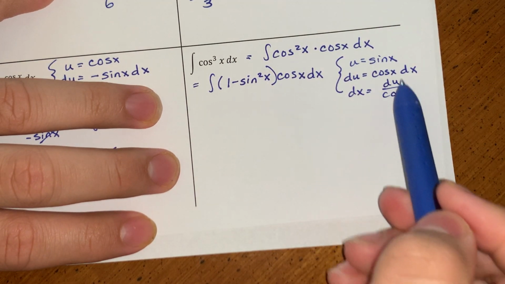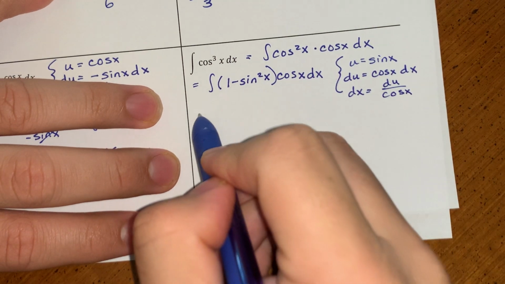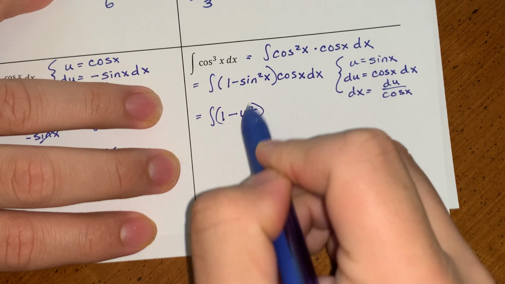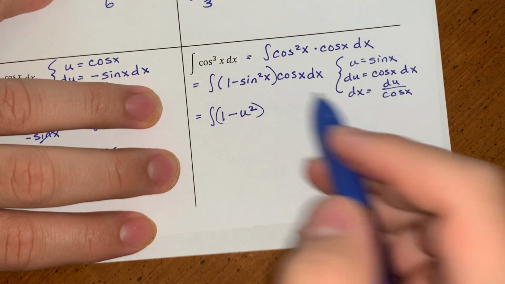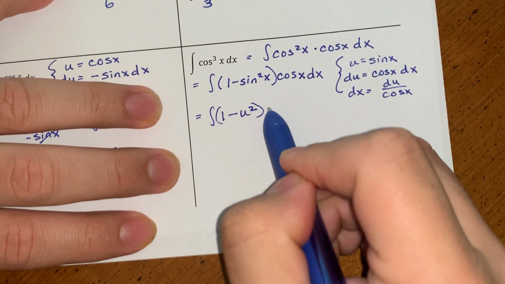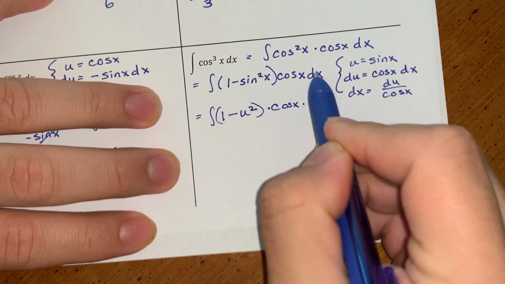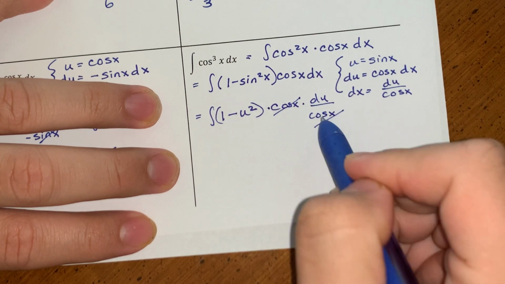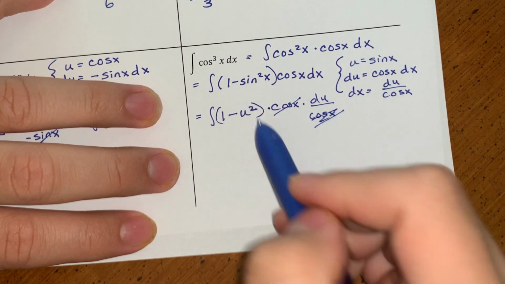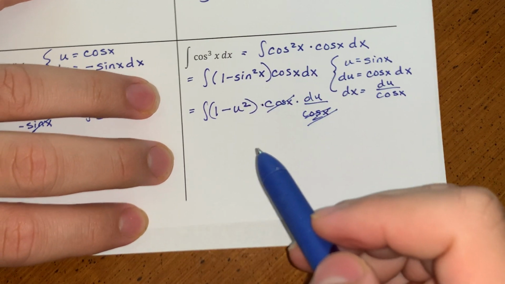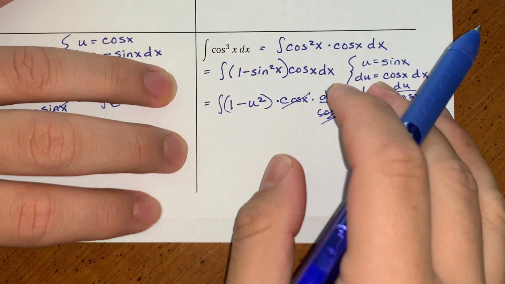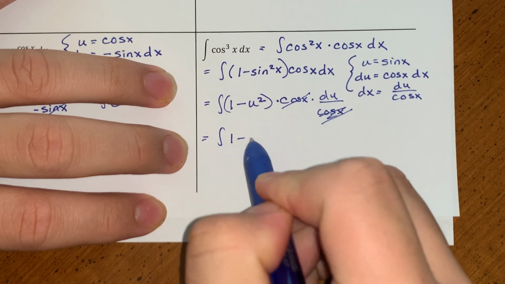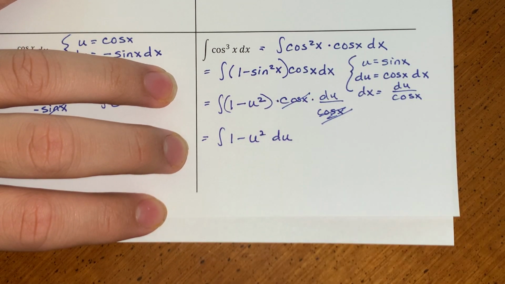And so now if I do all of my substitutions back into the integral, that's going to be equal to the integral of 1 minus u squared, because we said u is sine of x and sine squared is u squared, and then times cosine of x times, we know dx now is du over cosine of x. And there you go. The cosine of x is canceled out, and now we have no more x terms in our integral, and that's what we were trying to do. So that's equal to the integral of 1 minus u squared du, and now the problem is just easy.